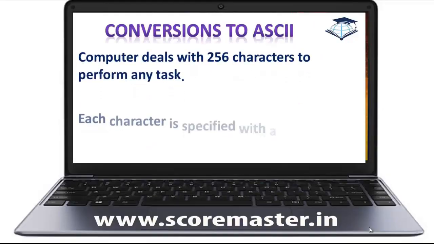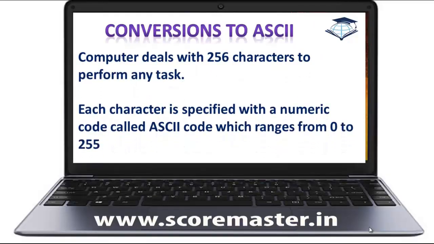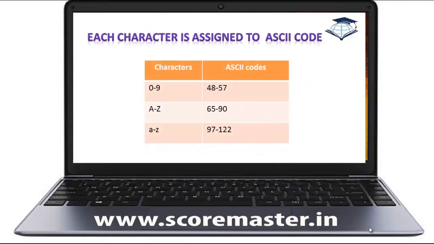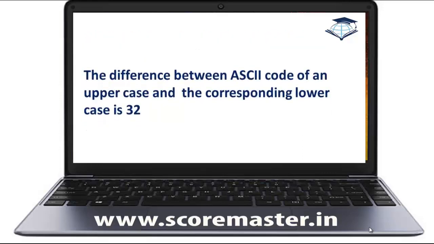Conversions to ASCII. The computer deals with 256 characters to perform any task. Each character is specified with a numeric code called ASCII code, which ranges from 0 to 255. Each character is assigned an ASCII code. 0 to 9 is 48 to 57. Capital A to Z is 65 to 90. Small a to z is 97 to 122. The difference between the ASCII code of an uppercase letter and the corresponding lowercase is 32.